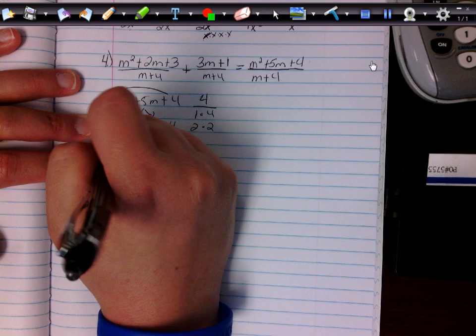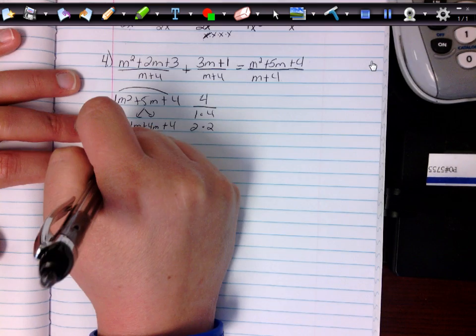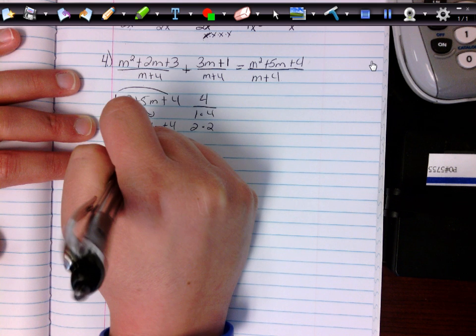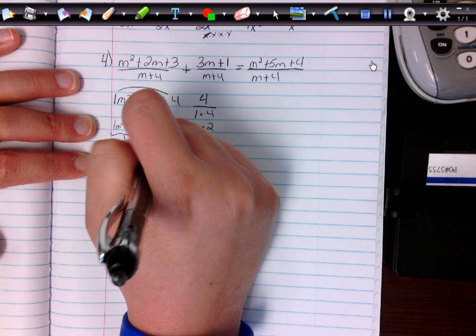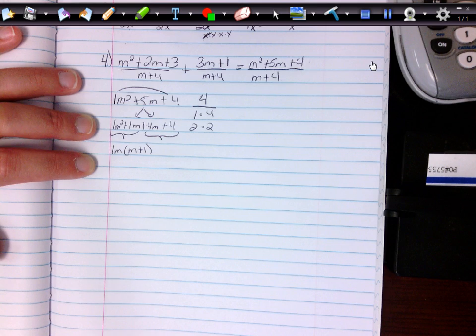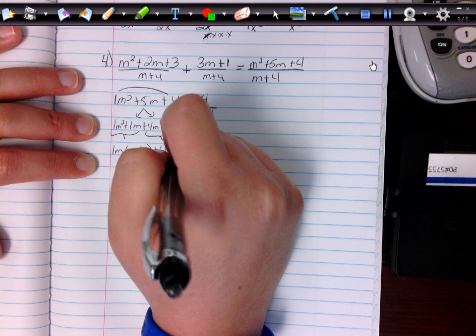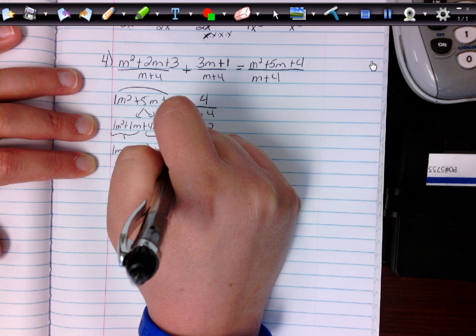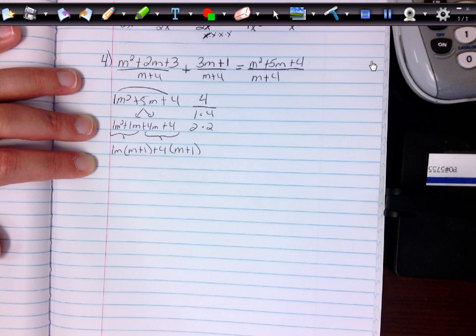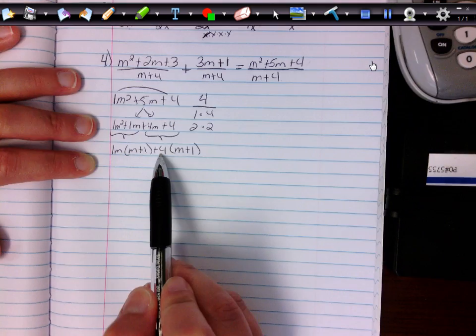And then I'm going to factor by grouping. Here I have a 1m that I can take out, and I'm left with m plus 1. Look at the last two. 4 and 4 have a 4 in common. So I'm going to take out a positive 4. And that's going to leave me with 1m or m plus 1.